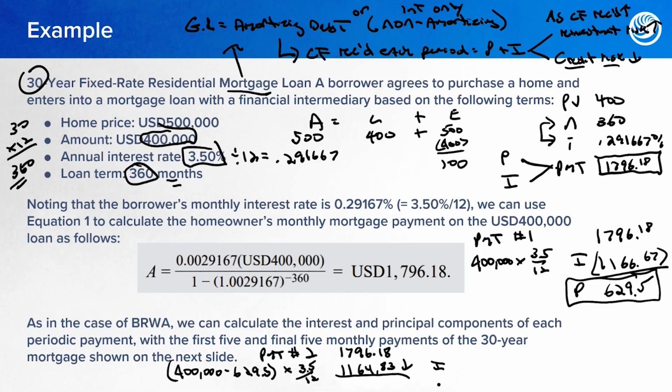So that means what we're allocating towards principal went up. The second principal payment, 631.35, and so on and so on. Okay, this is our amortization spreadsheet. You could do this over all 360 months.